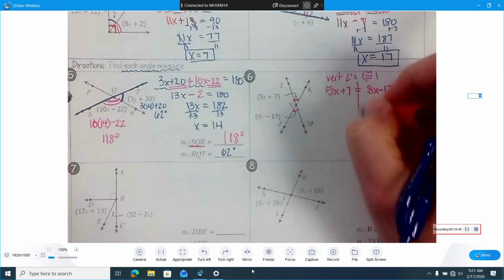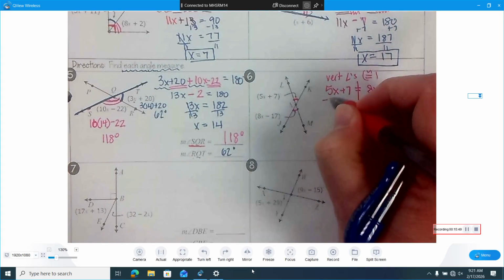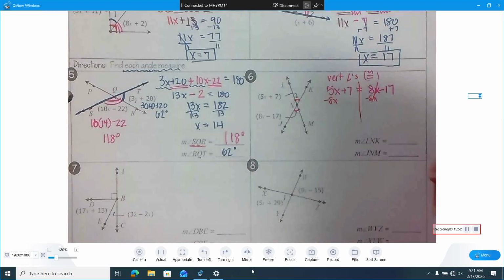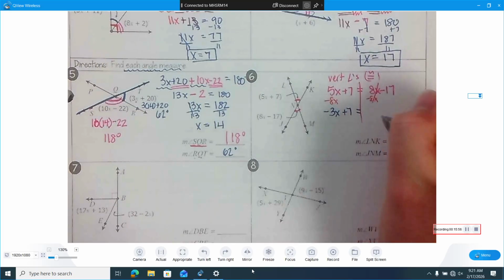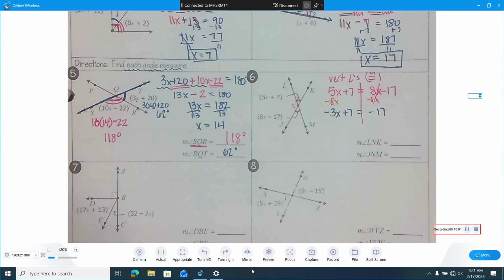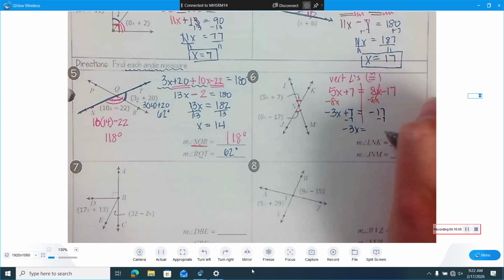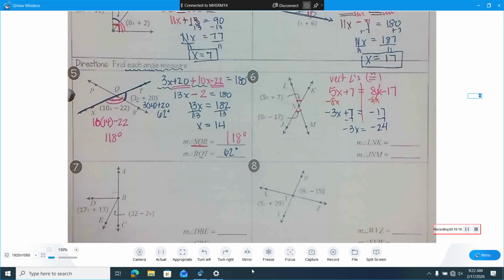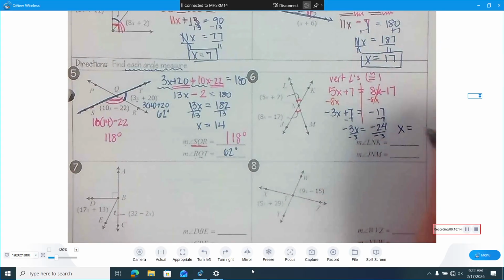Maybe this will be the last one. All right, what should we do first? Minus 8x, minus 8x. 5x's minus 8x's is negative 3x plus 7 equals negative 17. And then what should we do? Minus 7 to get negative 3x equals negative 24. And then divide by negative 3. We get x equals what? Positive 8. Are we done?